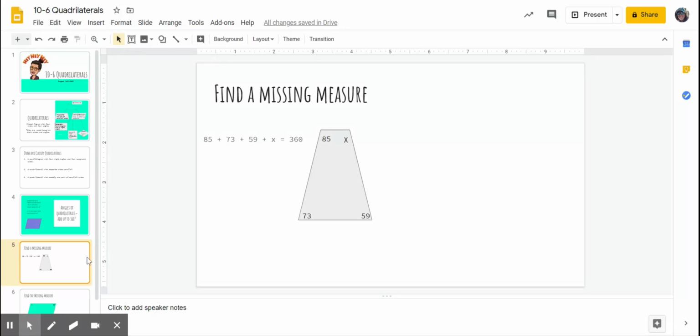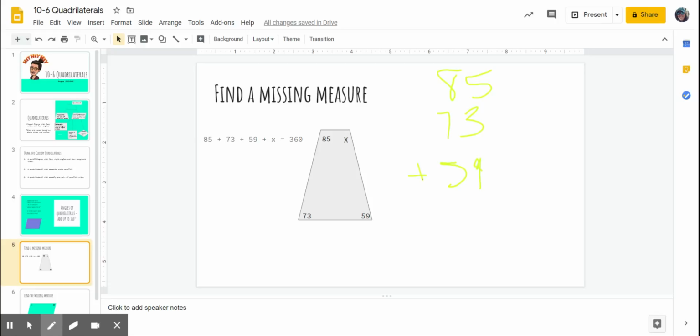So again, if you're doing this using the formula, I have all of the sides and they're going to equal 360. So I have 85 plus 73 plus 59 plus x is equal to 360. So I'm going to go ahead off to the side and add 85, 73, and 59.